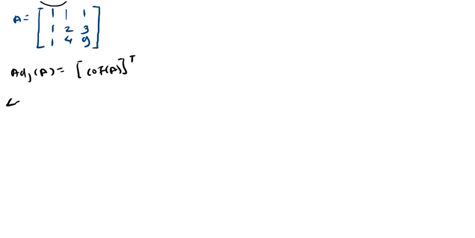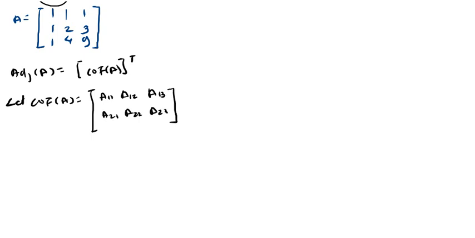Let its cofactor matrix of A be the 3 by 3 matrix A11, A12, A13, A21, A22, A23, A31, A32, A33. Again, one by one we have to find every value, that is, the cofactor of every element in the matrix A. So firstly we will find A11.